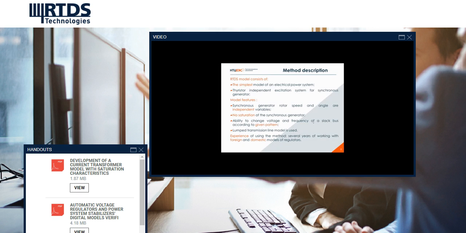So the main model features are described on this slide. The model is designed in such a way that its influence on the results of the experiment is minimal. For instance, there is no saturation present in the model, and parameters of synchronous generators are set in a way to remove their influences.